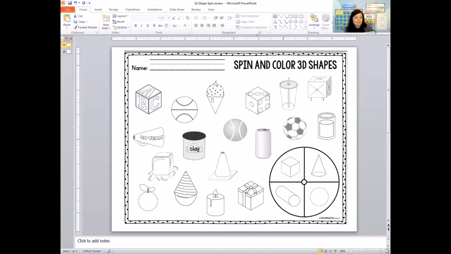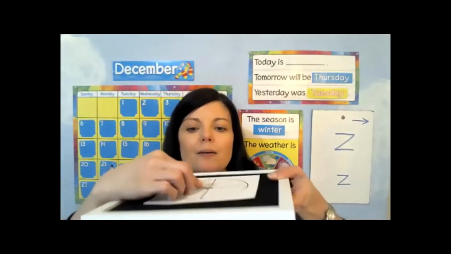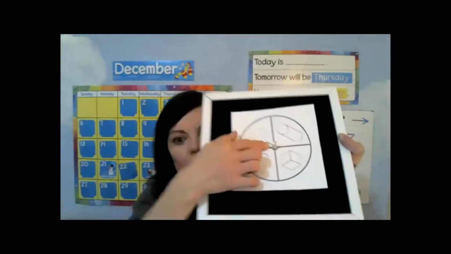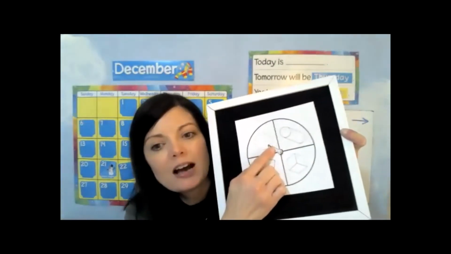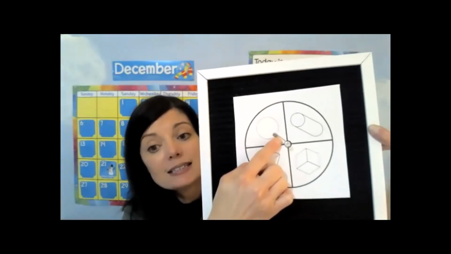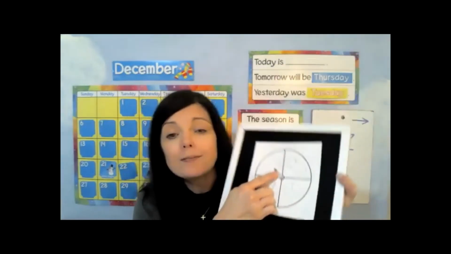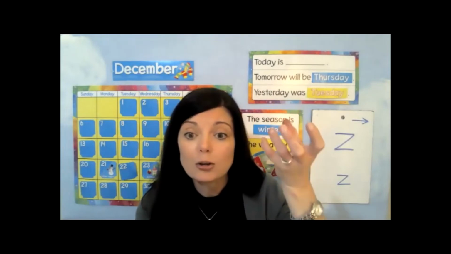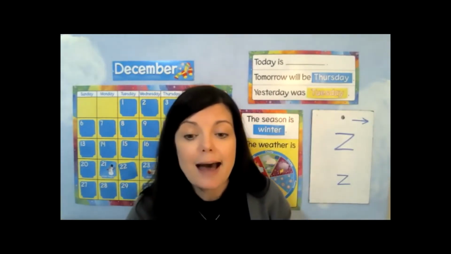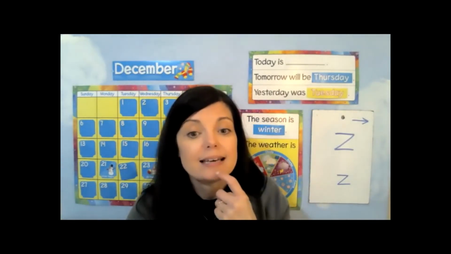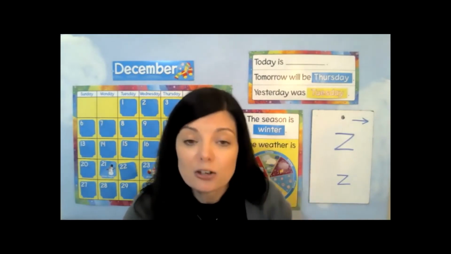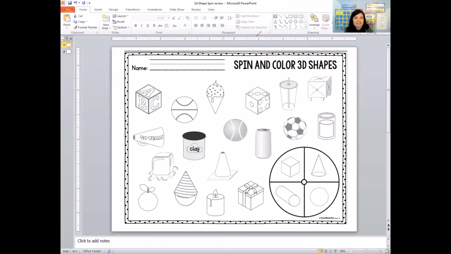Let's spin again. Okay, what shape is this? Before you say circle, let me remind you we're working on 3D shapes. So this does look like a circle, but what if it were a circle that wasn't flat, but it was fat like a ball that you could hold? What shape is that? It's a sphere. Can you say sphere? Can you find all the spheres? They look like balls. Can you find them?